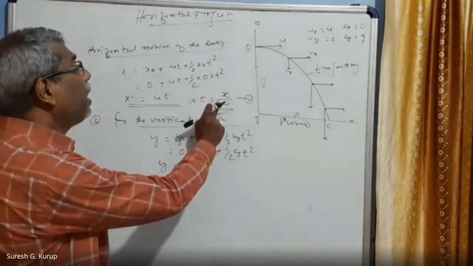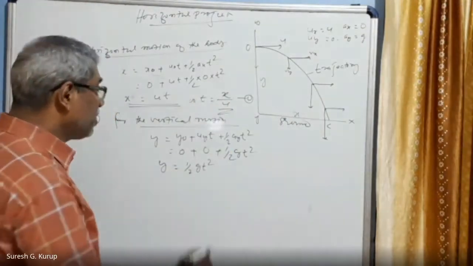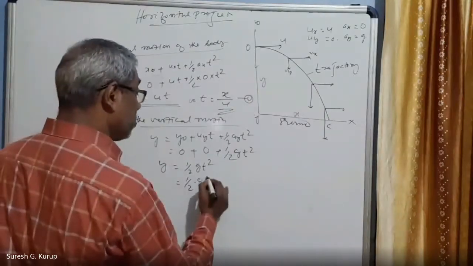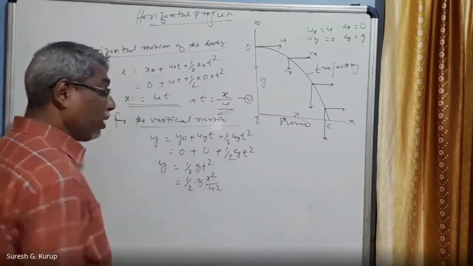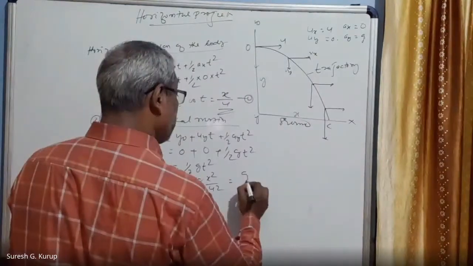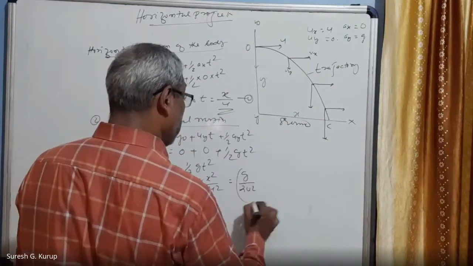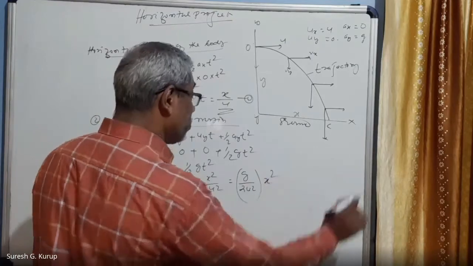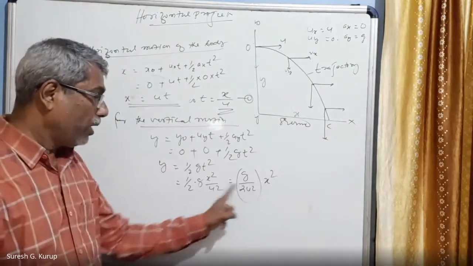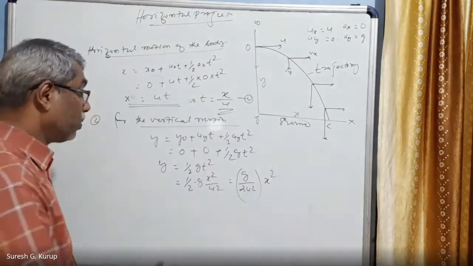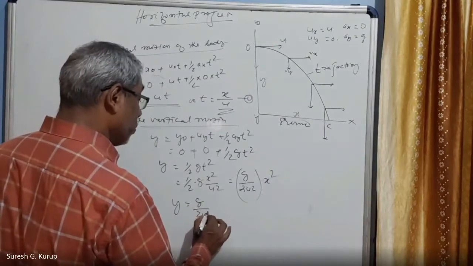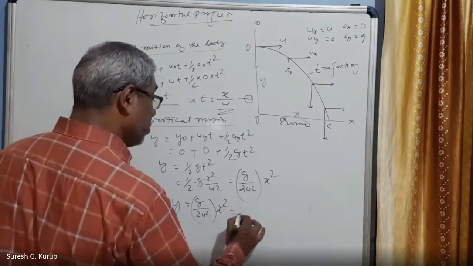The value of t you already know, that is x by u. When we put this in the expression, we'll get half into g into x square divided by u square. This is equal to g divided by 2u square, the whole into x square. So y is equal to g divided by 2u square, the whole into x square. This is equal to k into x square.